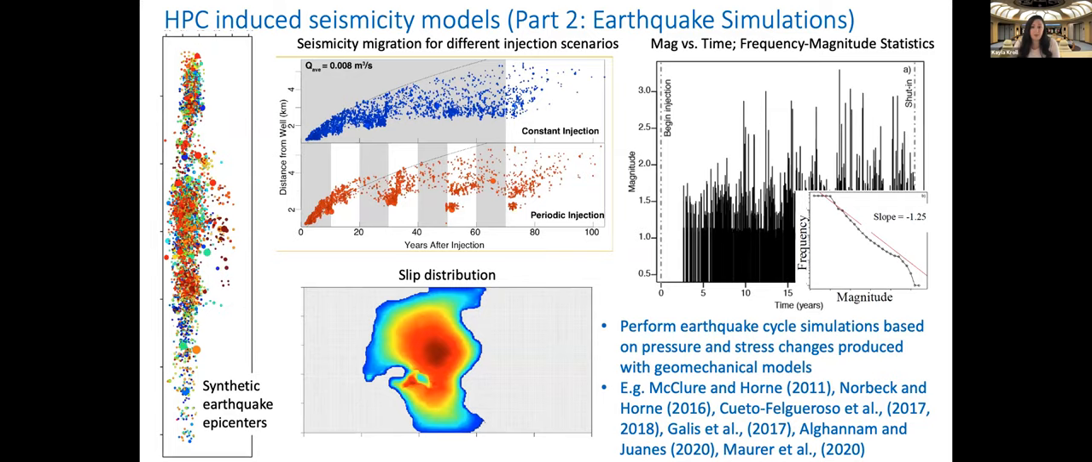These figures are from one type of earthquake simulator that we use in our work called RSQSim, which Jim will also talk about next, but also there are a number of groups working on similar methods. So with that, I'll say thanks for now, and I'll turn things over to Jim.